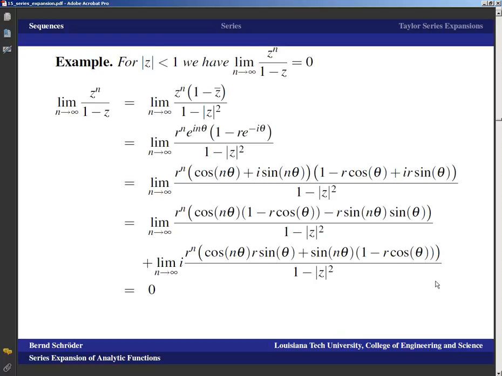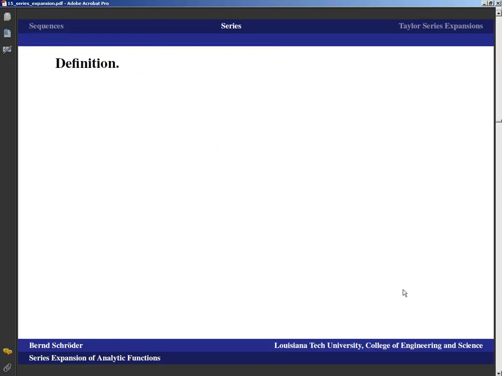And that limit now very much collapses to 0, because what do we have here? Now we can use what we know about real numbers. The cosine is bounded by 1, this is bounded by 2, this is bounded by 1, so this is all just bounded by 3, and then we have 3 over 1 minus z absolute value squared, multiplied by r to the n. But r is the absolute value of z, which is smaller than 1, and we know for real numbers, r to the n goes to 0 as n goes to infinity if r is between 0 and 1. The same argument applied to the imaginary part gives us 0 for the imaginary part, and therefore 0 overall.